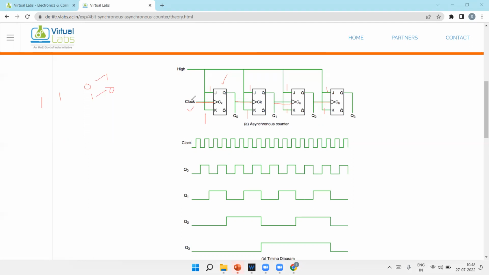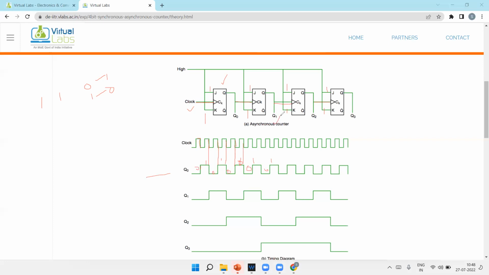So see, this is the clock. Now the first stage, this is Q0. For the falling edge of this clock, this toggles from 0 to 1. So where is the falling edge? This falling, this falling, this falling, this falling. So at every falling edge this toggles. Toggle means 1 to 0, 0 to 1. At this falling edge, now it is 1, it will become 0. At the next falling edge, now it is 0, it becomes 1. At every falling edge, it's 1, 0, 1, 0, 1. That is the concept of Q0.